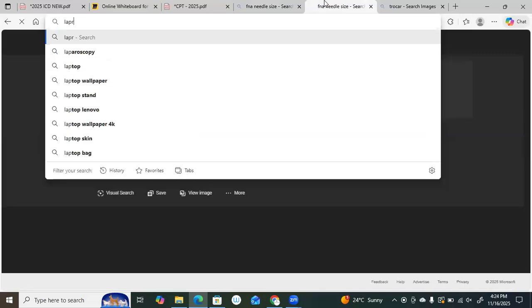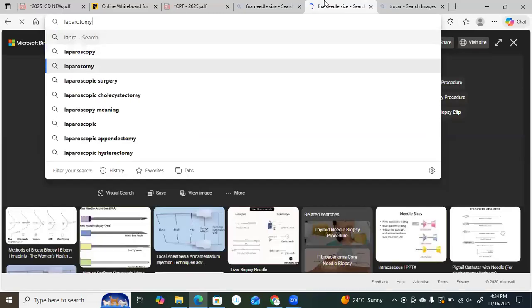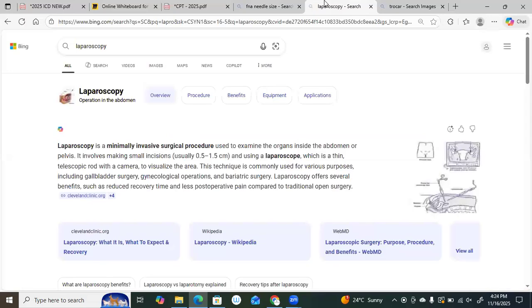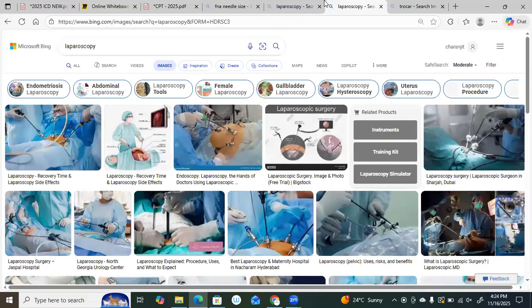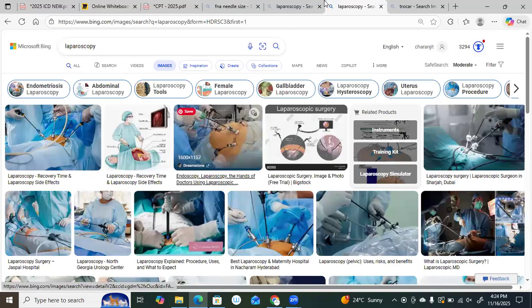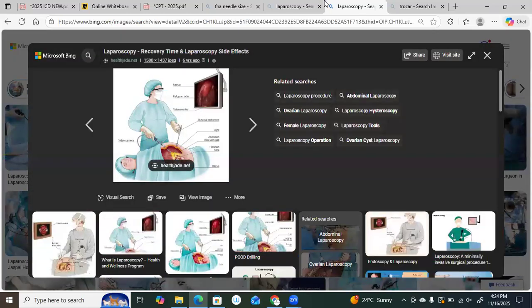Let me show you the picture of the laparoscopic approach. Laparoscopy. So this is the laparoscopic approach. You can see here, this is the abdominal cavity. An instrument has been inserted. Then the stomach has been inflated with CO2. And then the procedure is performed with the help of these tools as well as the monitor.